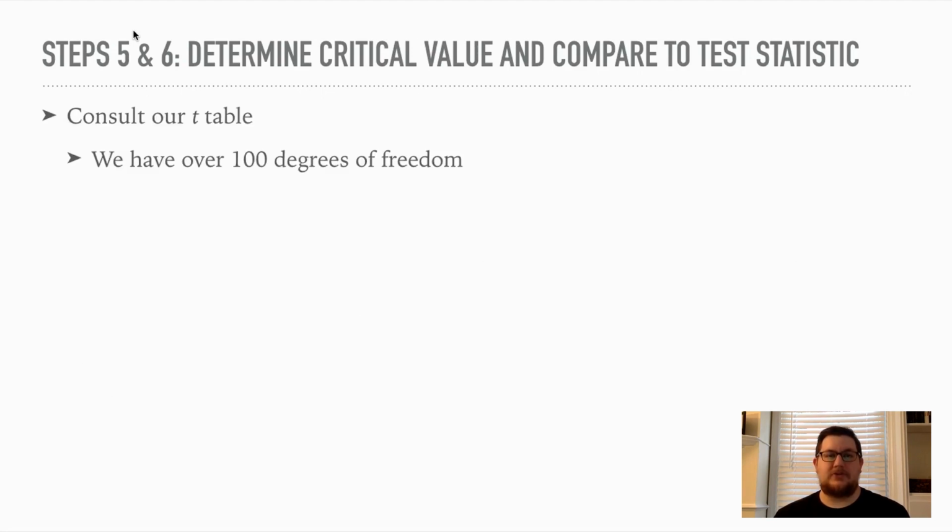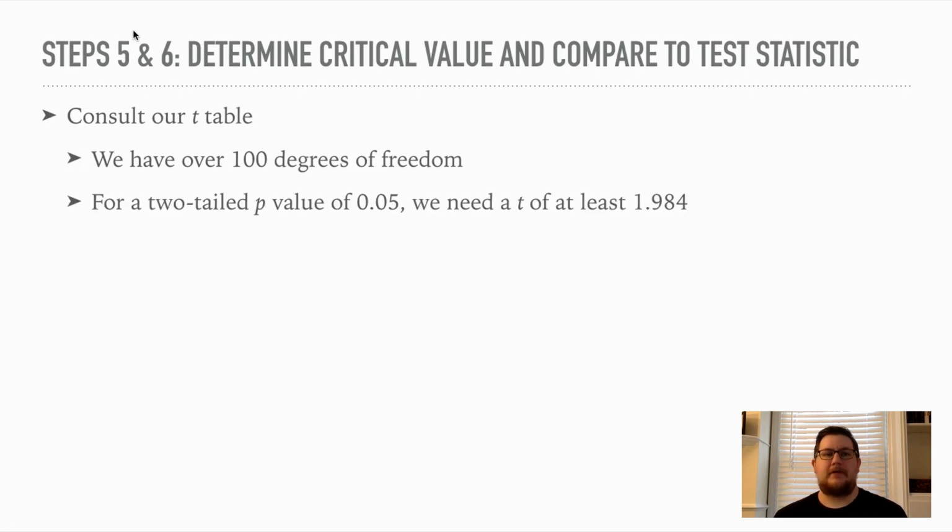So what do we do? We consult our t-table. We have over 100 degrees of freedom. We have 3,500 something degrees of freedom. For a 2-tailed p-value of 0.05 with 100 degrees of freedom, according to table B2 in your appendix, we need a t of at least 1.984.